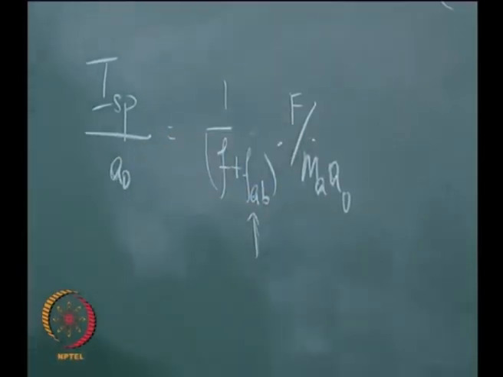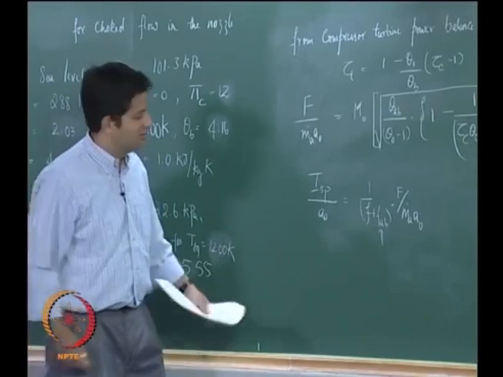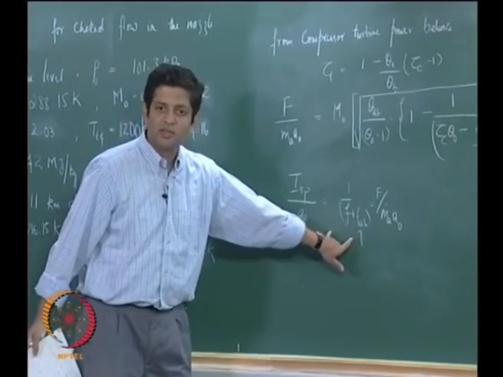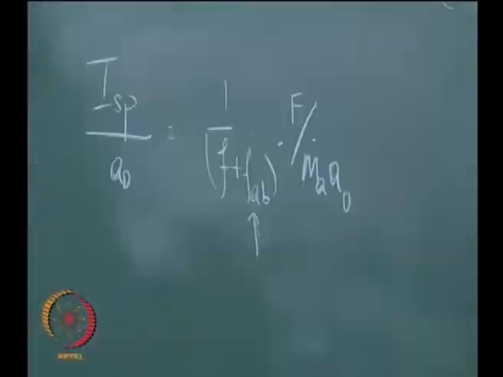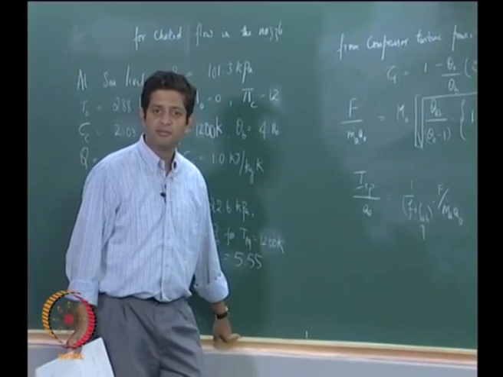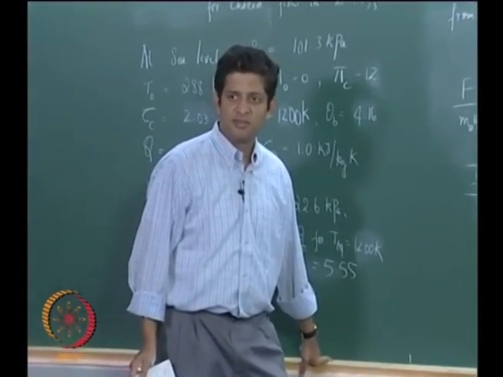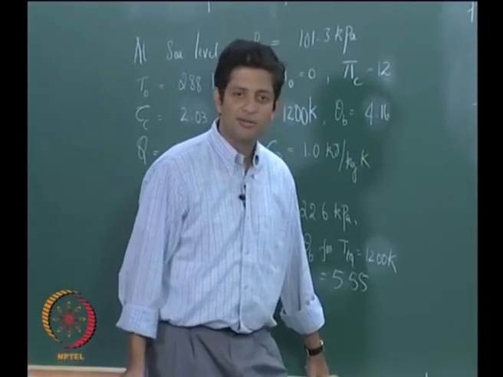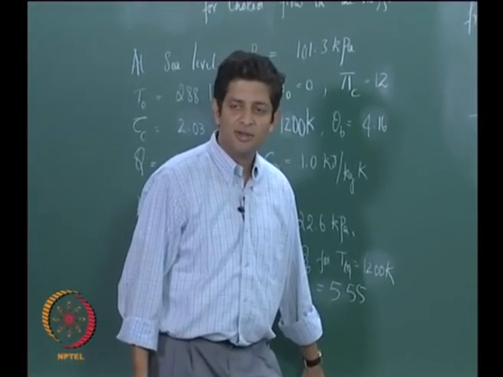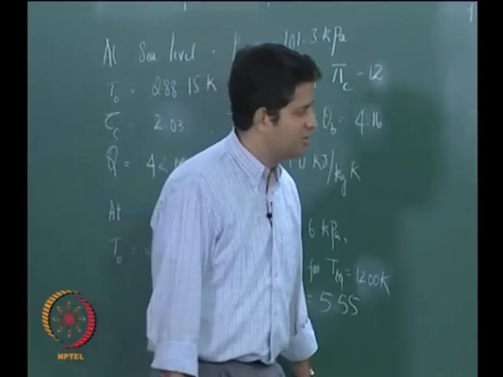Now how do we determine this quantity? How do we determine this quantity? What do we need to do? What did we do to get 1 by f? Energy balance across the combustor. Now what do we need to do? Energy balance across the combustor plus the afterburner. So let us do that.